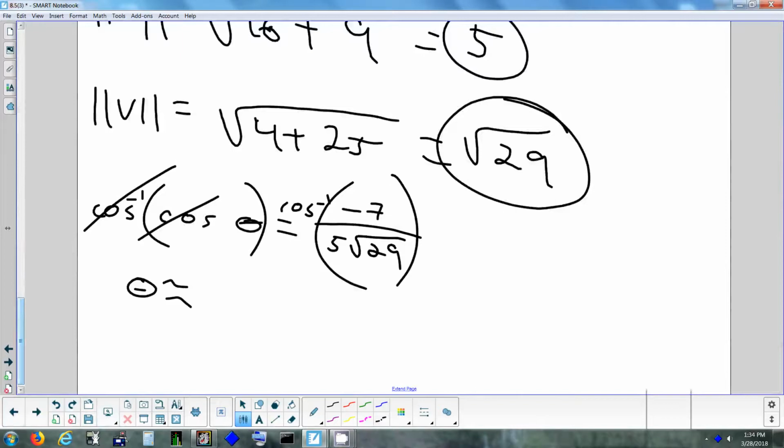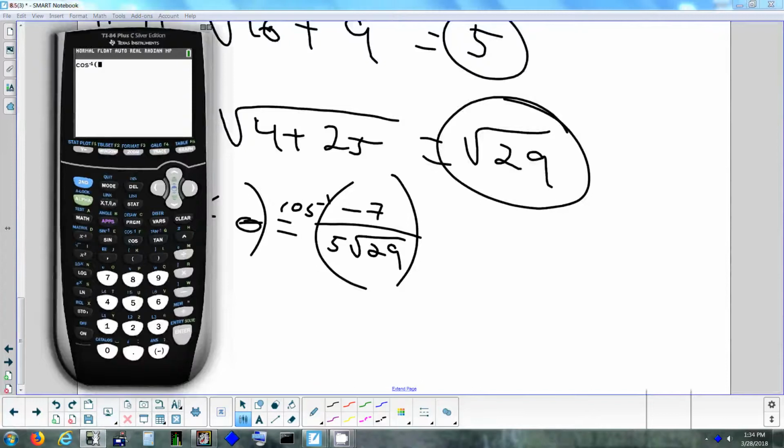And now at this point, we need a calculator. So the inverse cosine, I'll change to degrees in a minute, of -7 divided by 5 square root 29. As far as parentheses, you know what, I should probably put parentheses around this denominator, because otherwise order of operations will always do multiplication and division as it sees it, left to right. But I want it to do the division first. So let's do it like that. So do the division first, that's the denominator, and then go from there.